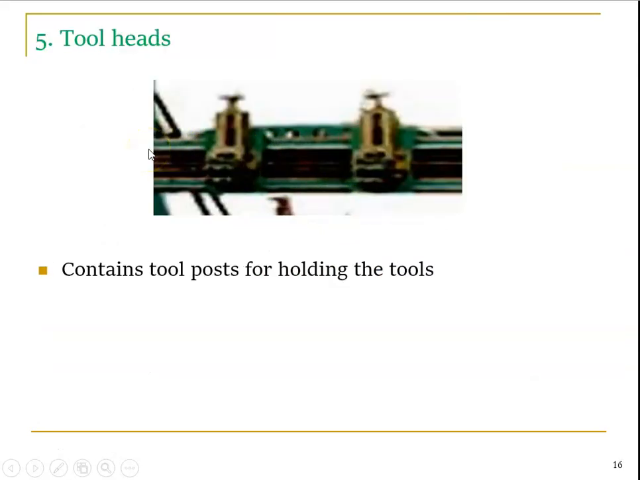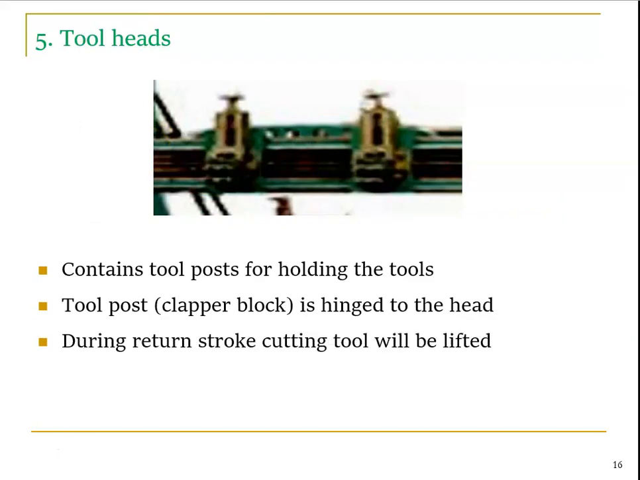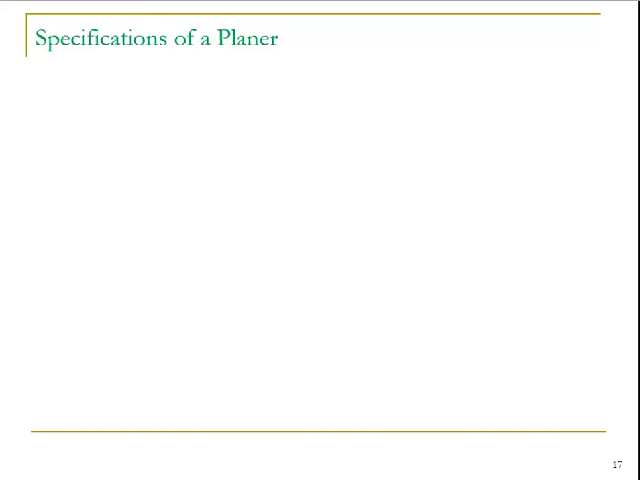Again, the tool head contains a tool post for holding the tools. It has a clapper box like in shaping. It is like a clapper box. During the return, the cutting tool will be lifted. So tool heads can be swiveled through 60 degrees on either side of the vertical movement. Okay, these are some of the parts of the planing machine.